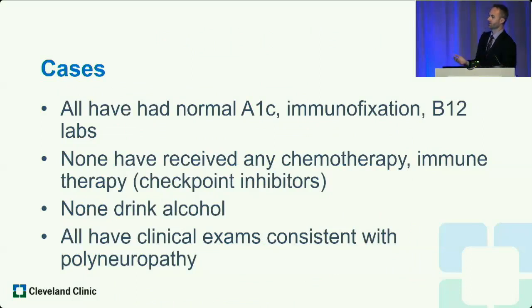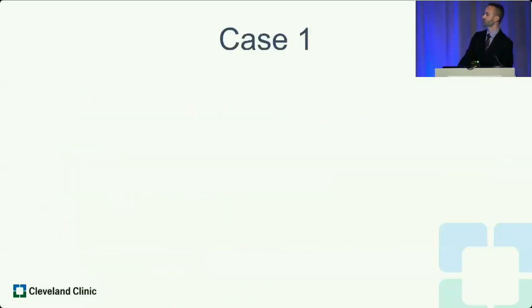And for these cases, we're going to be on the same page that all of them have had those initial labs checked and they are normal. None have received any medications that would be contributing, like chemotherapy or checkpoint inhibitors. They're all completely abstinent from alcohol, and they all have clinical exams that are at least consistent with polyneuropathy. So that's the baseline understanding that we're going to have.